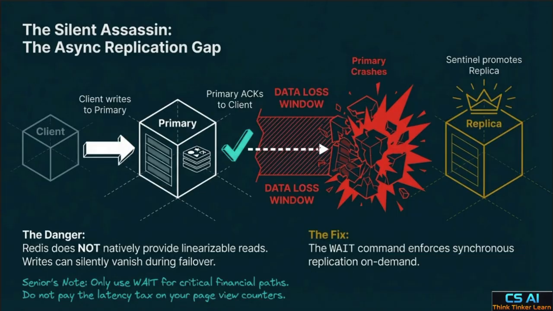The silent assassin is the async replication gap. Because Redis sends an OK to the client before the replica acknowledges the write, any crash in that microsecond window causes permanent data loss. For critical financial paths, use the WAIT command to enforce synchronous replication. Just don't pay that latency tax on your page view counters.